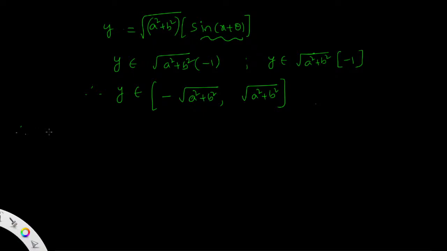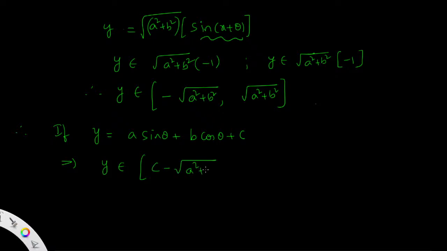Therefore the range of a sin theta plus b cos theta is this. If suppose the expression is y equal to a sin theta plus b cos theta plus c, then the value of the function y belongs to c minus root of a square plus b square to c plus root of a square plus b square. This is the concept. On this process we have the formula for this type of question.